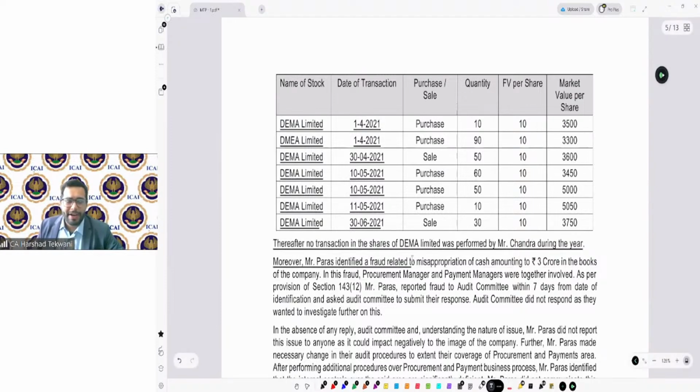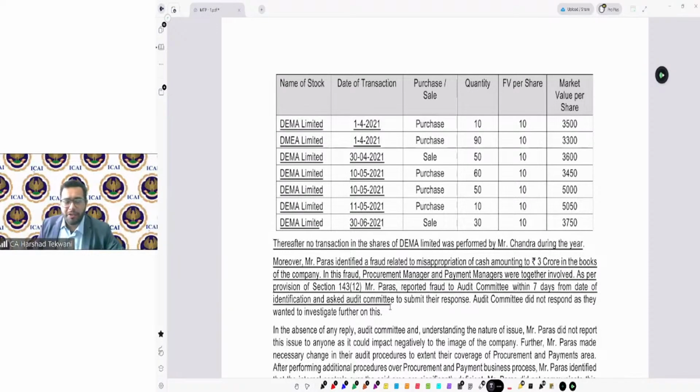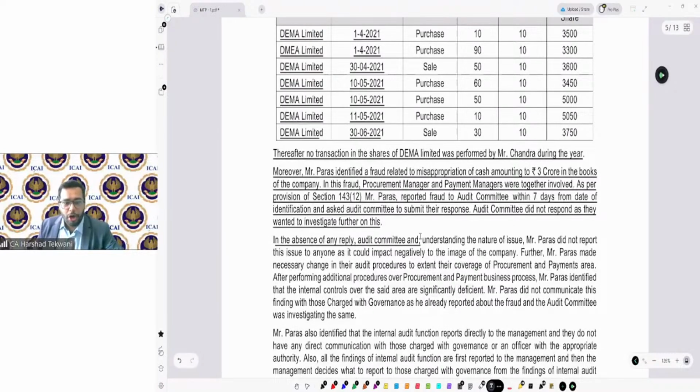Moreover, Mr. Paras identified a fraud related to misappropriation of cash amounting to 3 crore in the books of the company. In this fraud, the procurement manager and payment manager were together involved. As per Section 143(12), Mr. Paras reported the fraud to the audit committee within 7 days from the date of identification and asked the audit committee to submit their response. The audit committee did not respond as they wanted to investigate further. In absence of any reply from the audit committee, Mr. Paras did not report this issue to anyone as it could impact negatively the image of the company.